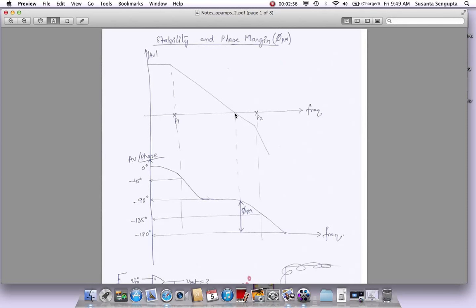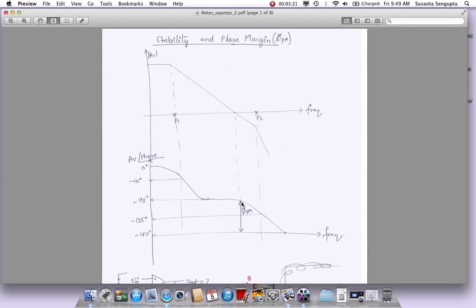And at this frequency, which is where our unity gain bandwidth frequency is, we look at the phase: how much phase is there till 180 degrees. How much more phase shift could happen till 180 degrees, and that margin is called phase margin, which we sometimes call PM. That is the amount of the phase.